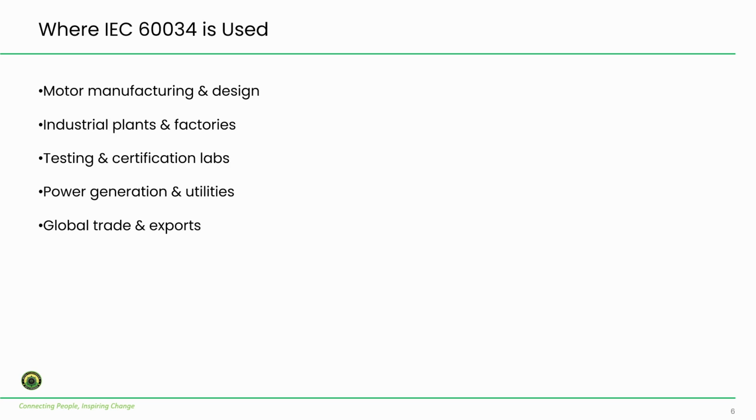IEC 60034 is used wherever electric motors are designed, tested, selected or operated. First, it is used by motor manufacturers to design motors with correct ratings, insulation, cooling and performance. Second, it is widely used in industries and factories such as manufacturing plants, oil and gas, cement, steel and water treatment, where motors must operate safely and reliably.